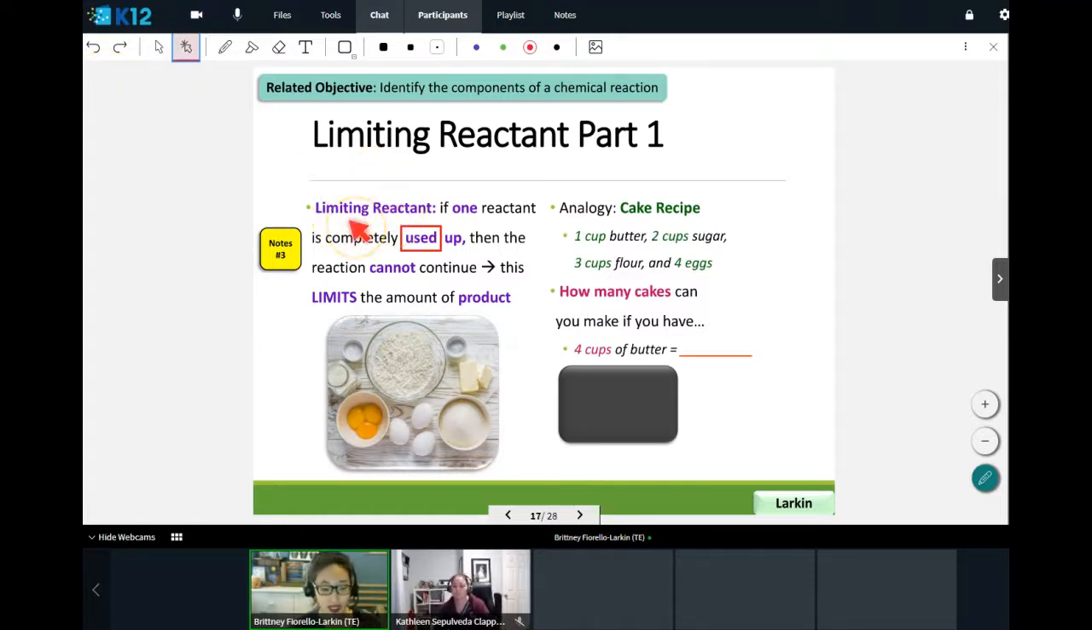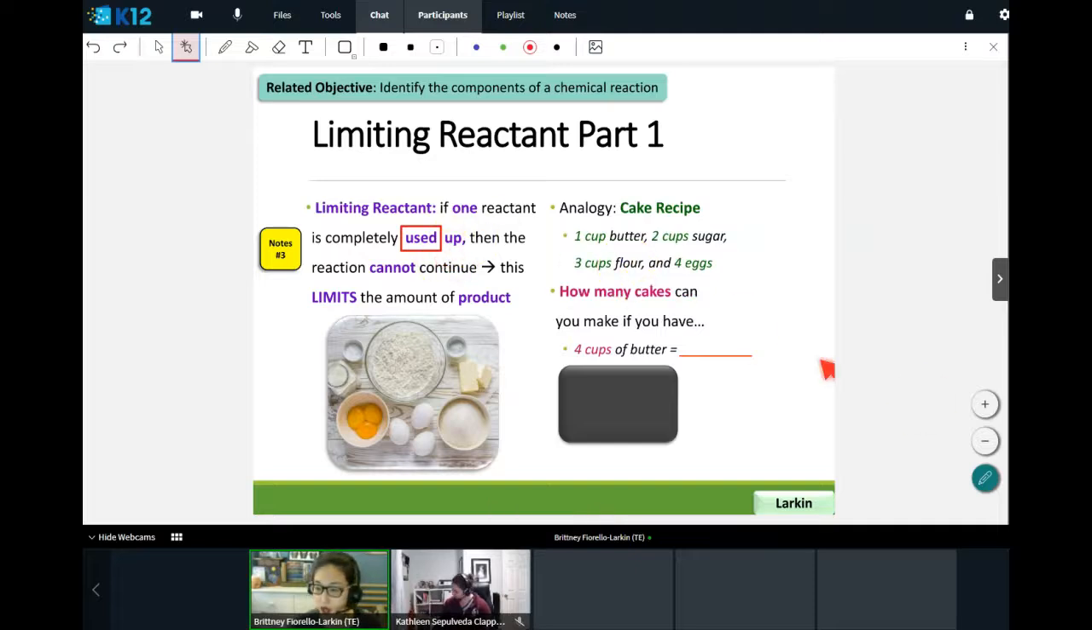So a limiting reactant is like you have a bunch of stuff in your cupboard, a bunch of ingredients, and you're trying to make something, but you don't have enough of one of the ingredients. A limiting reactant is when one reactant gets completely used up, and so the reaction cannot continue. It prevents us from making more product. It limits the amount that we can make. So it's going to prevent us from making more cakes, for example.